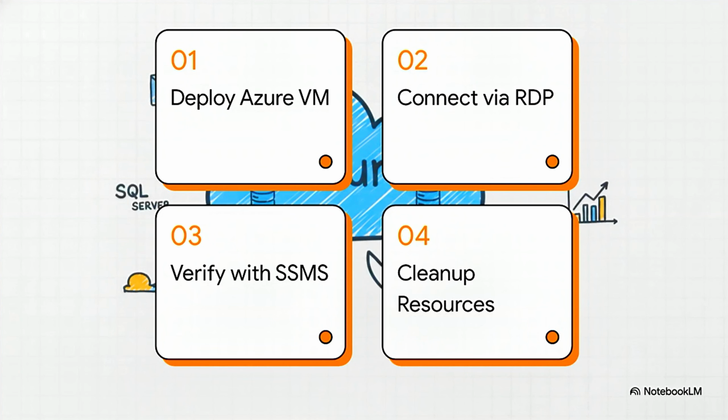Here's a quick look at our game plan. First, we deploy the Azure VM. Second, we connect via RDP. Third, we verify the whole thing using SSMS. And finally, number 4, we clean up our resources.